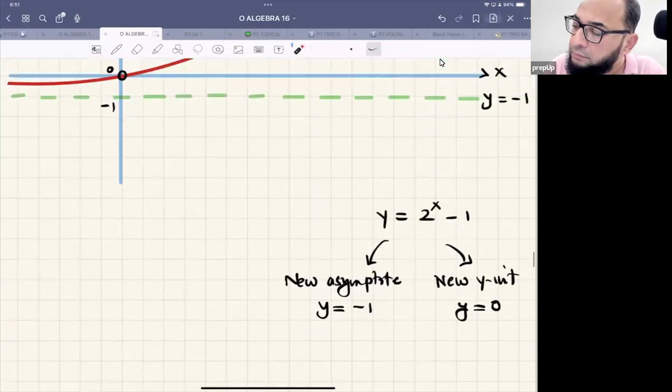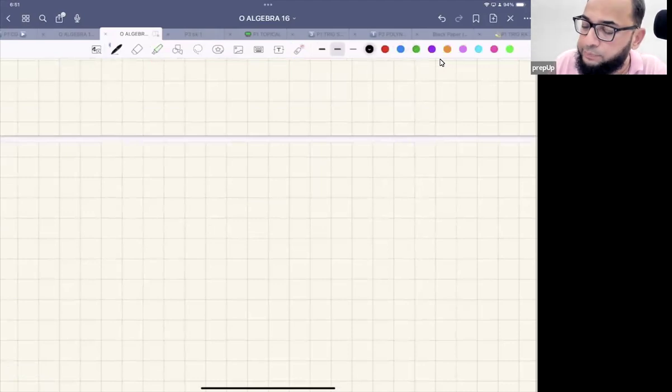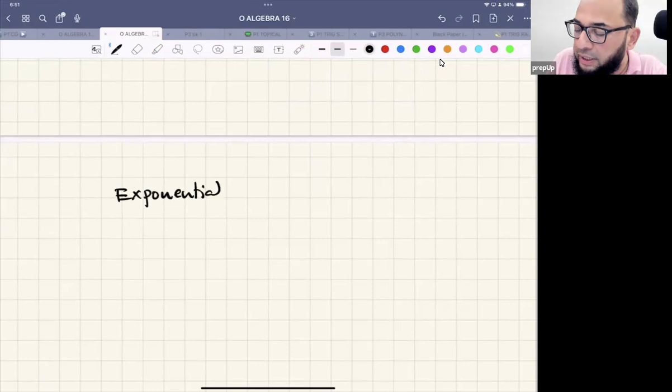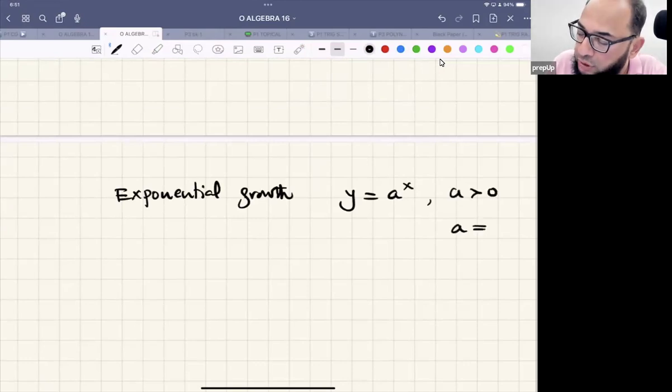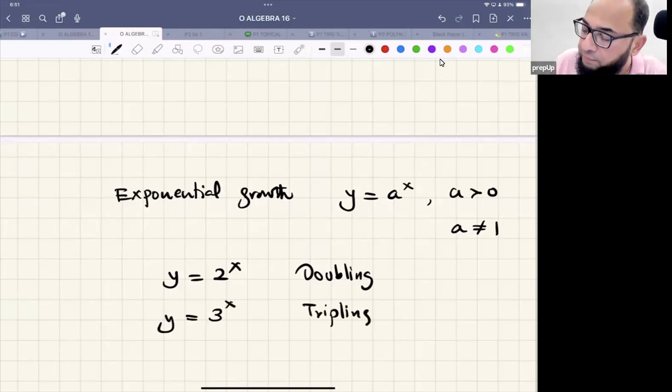Now, that means if I talk about exponential growth, so when we talk about exponential growth, we are talking about y is equals to a power x. A has to be positive. A should not equal to 1. And it could be y is equals to 2 power x. That is the concept of doubling. It could be y is equals to 3 power x. That's the concept of tripling.